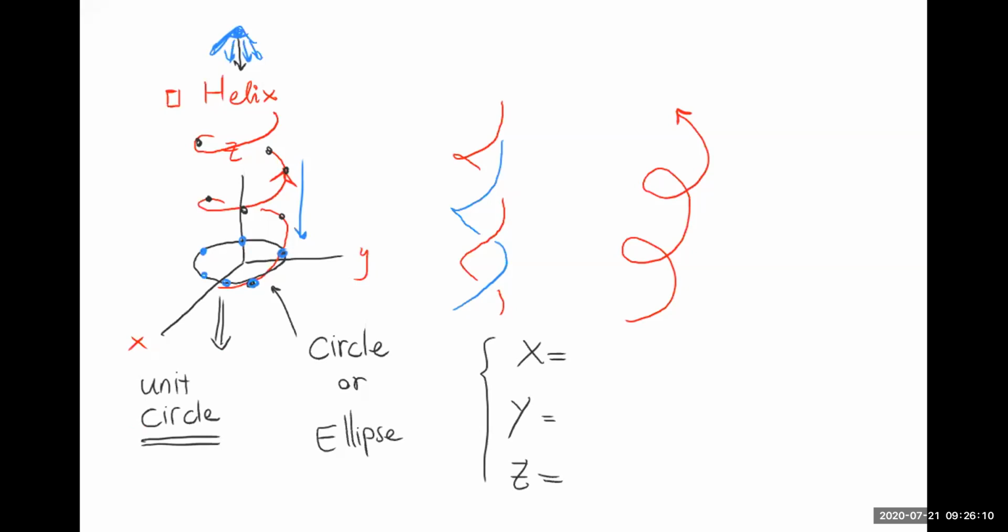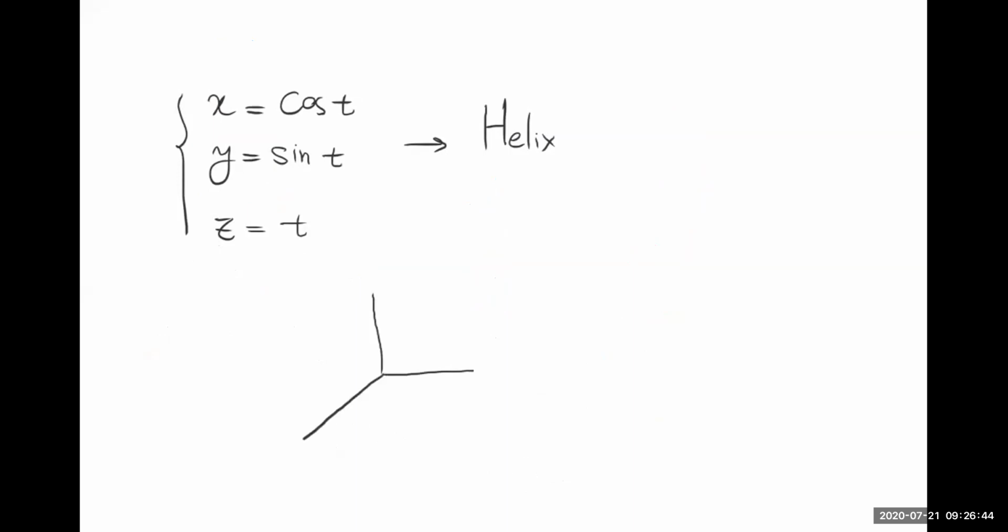So one example is x equals cosine of t, y equals sine of t, and z equal to t, just t. Let's see why this thing describes a helix. The claim is that this parametric equation, x equals cosine of t, y equals sine of t, and z equals t, describes a helix.